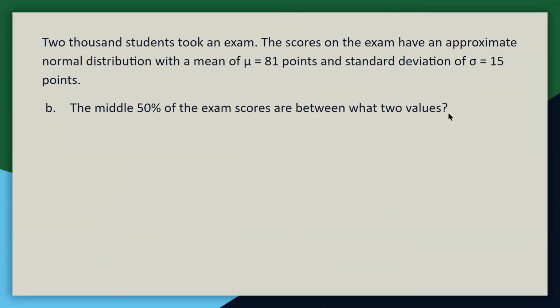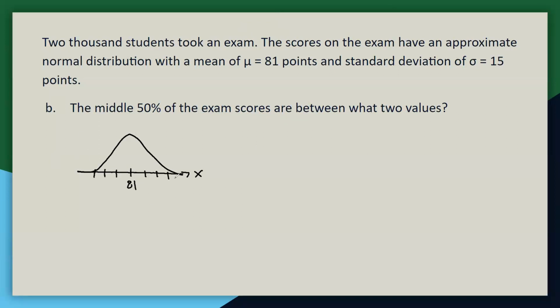Okay, second one says middle 50% of exam scores are between what 2 values? Again, notice they're asking for values. So similar idea to the last one. We're going to draw a picture and try and sort out what they're asking. So we know our mean of 81 is in the middle, and I want to block off the middle 50%. So let me start drawing these hash marks. 1, 2, 3, 1, 2, 3.